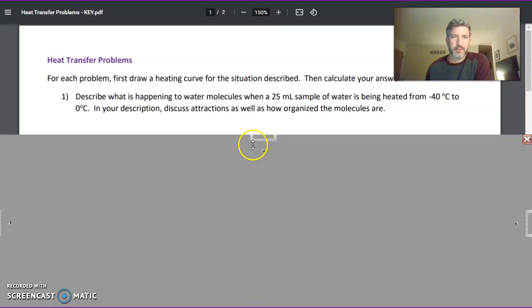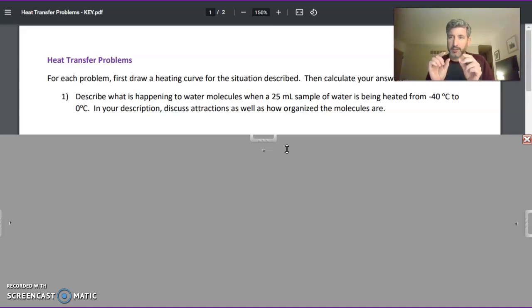Okay, so first of all, number one, describe what's happening to water molecules when a 25 milliliter sample is being heated from -40 up to 0, so including attractions and organization. So from -40 up to 0, water is in its solid state, it's ice. So the only thing that can happen is the molecules can vibrate, okay? And then as you're going from -40 up to 0, that vibration just gets faster and faster.